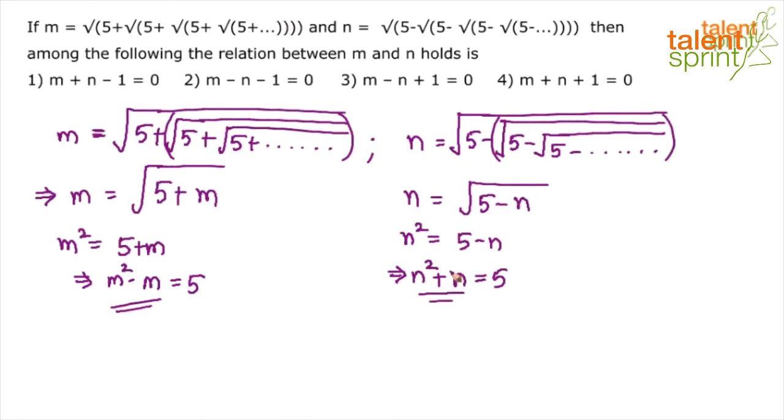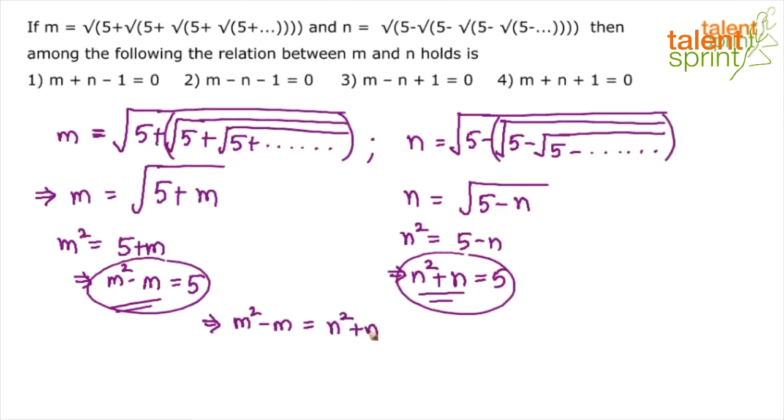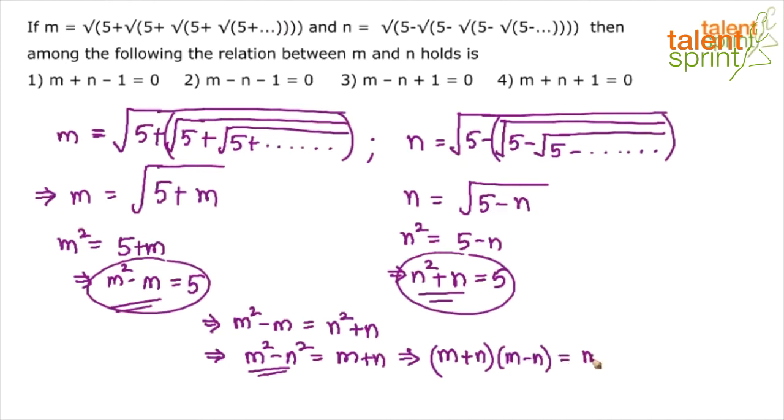Now he's asking us to find out the relationship between m and n. From the two equations, m squared minus m equals 5 and n squared plus n equals 5, can we compare these two and say that m squared minus m equals n squared plus n? Yes. Now simplify this further. What do we get? m squared minus n squared equals m plus n. The left hand side, m squared minus n squared, can be taken as m plus n into m minus n, and the right hand side remains m plus n.